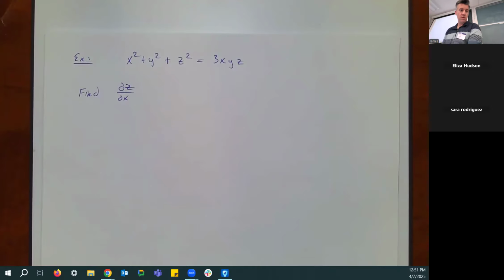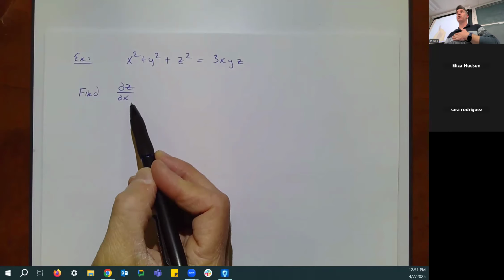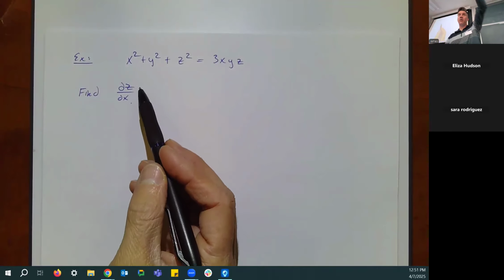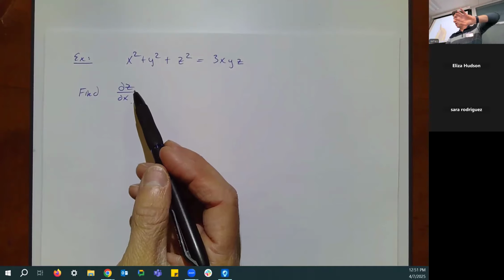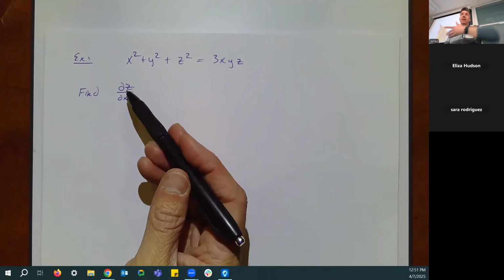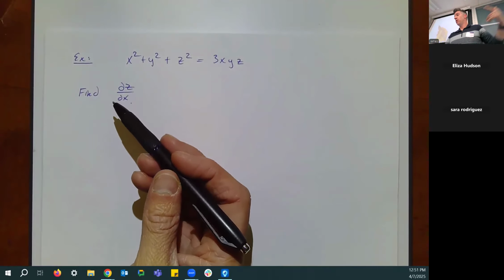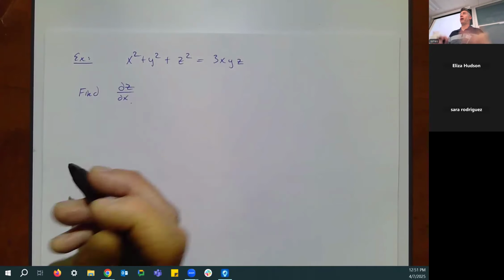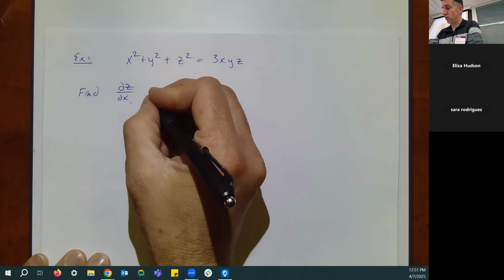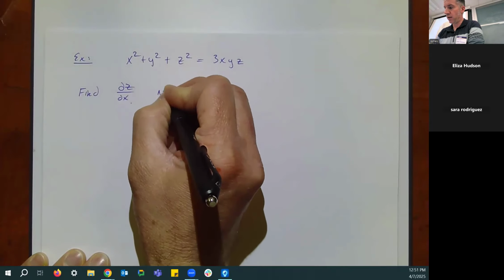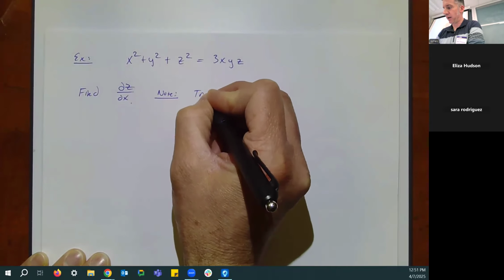One, if we're finding del z del x, what are we treating like a constant? Y, right? We're asking the question, how is z changing as x is changing? That's what this is really asking. When you say del something, or d something, you're saying how is the top thing changing as we let the bottom thing increase. Y is nowhere in this picture, so y isn't changing at all. So we're treating y as a constant.